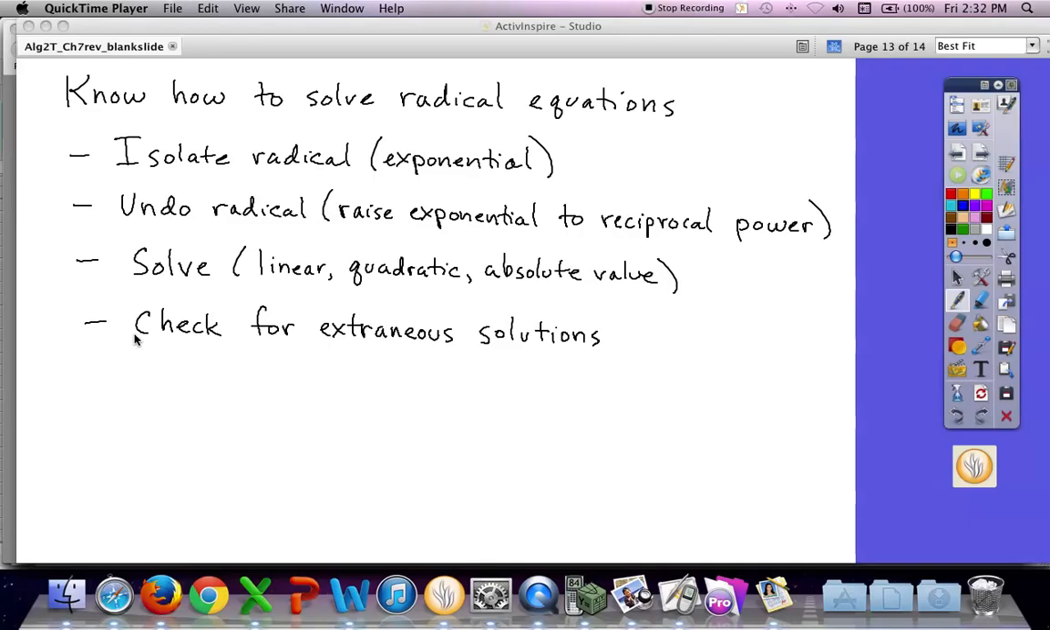I think there's 3 equations to solve, and they all say check for extraneous. They don't all have the variable outside, but they all say check for extraneous. So just check. Check your answers. Good habit to be in.